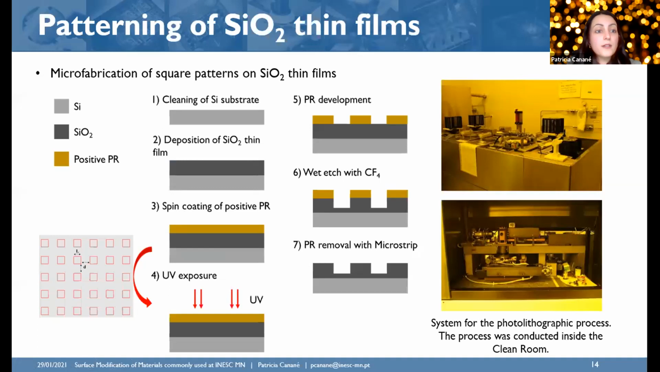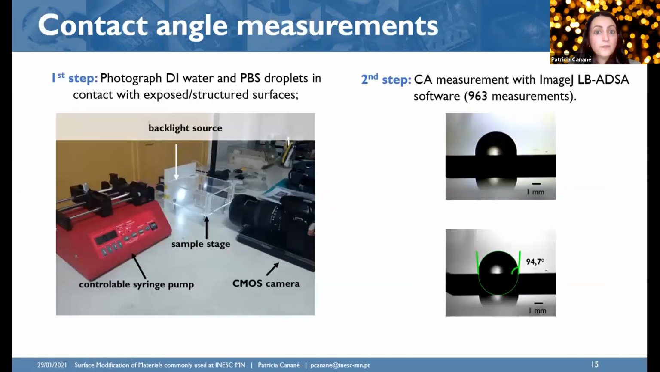As for the usage of deterministic roughness, I only chose thin films of silicon dioxide, and by simple photolithography processes that are commonly used at INESC-EMEN, I was able to fabricate squared structures or patterns, as you can see here on the left, squares with different sizes and spacing between them to assess the impact on surface wettability.